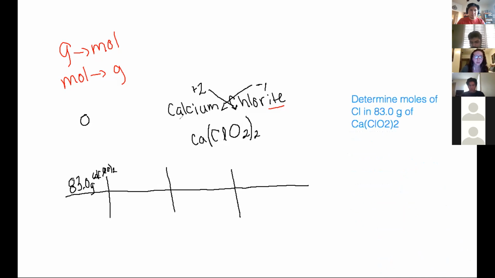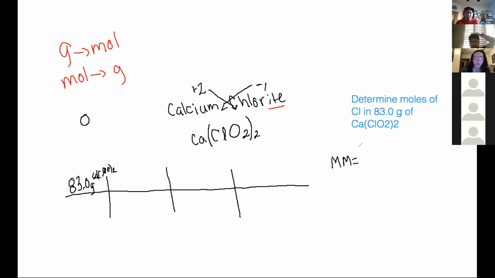Okay, so if we're going from grams to moles, what are we going to need to make this calculation? Avogadro's number? Ooh, not quite yet. We'll get there. We now need the molar mass. Yes, perfect. Yep, we need the molar mass of calcium chloride.